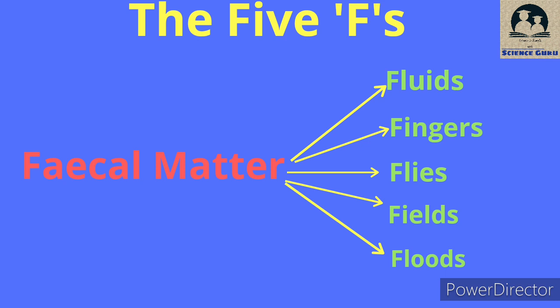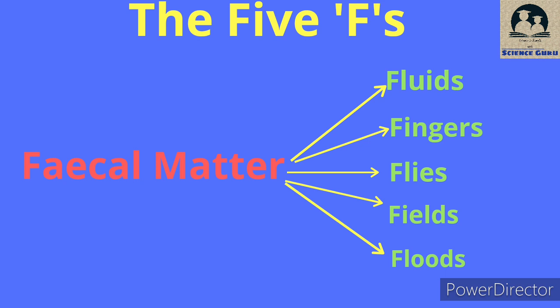So we are back to the topic. Here you can see a diagram, and we are going to discuss how we can prevent the transmission of diseases by maintaining sanitation and hygiene. We can see that 5 arrows are moving from fecal matter. So how can we prevent the disease which can be caused by the fecal matter, in 5 different ways. All the 5 ways start with the letter F. They are fluids, fingers, flies, fields, and flood.